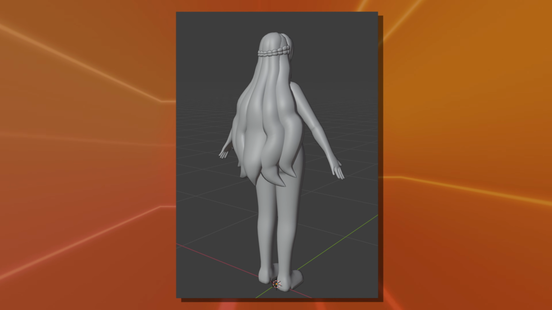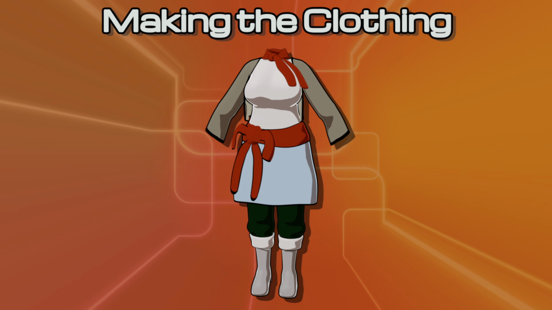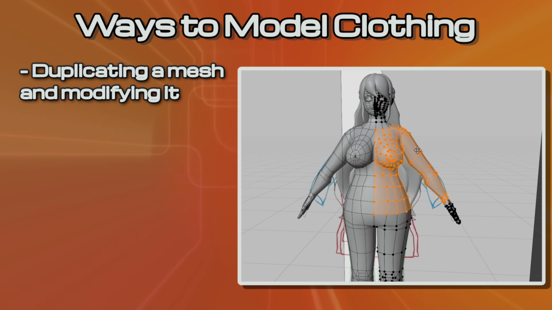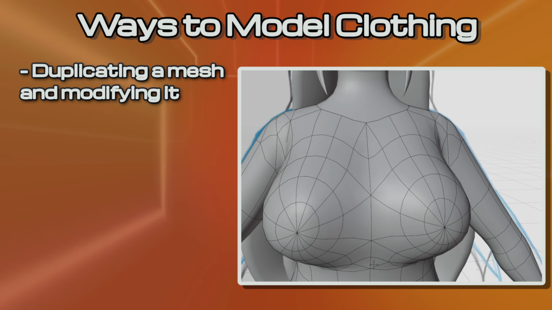Let's work on the clothing now. I'm sure you're tired of seeing her naked body at this point, so let's fix that. The typical workflow for making clothing involves duplicating part of the body where the clothes would be, and then modifying it to look more like the garment you want.